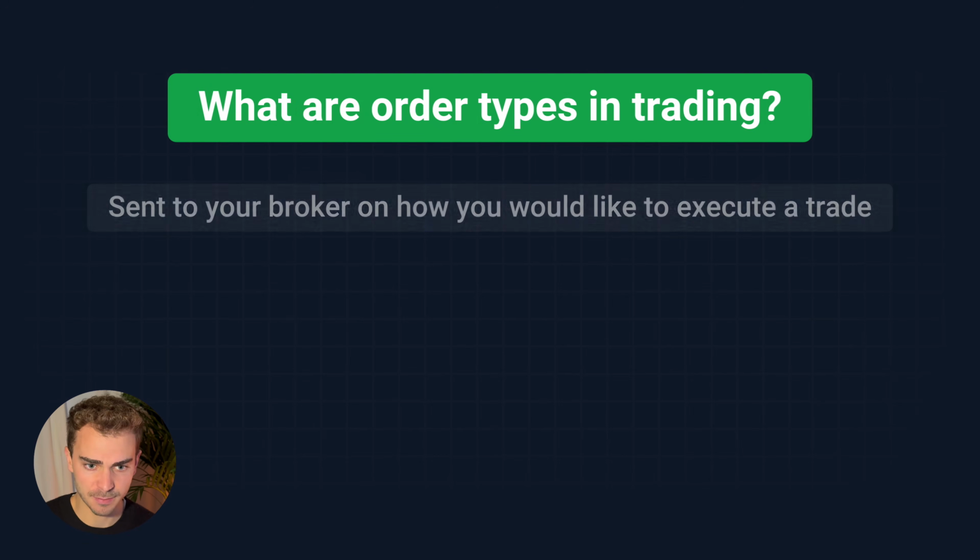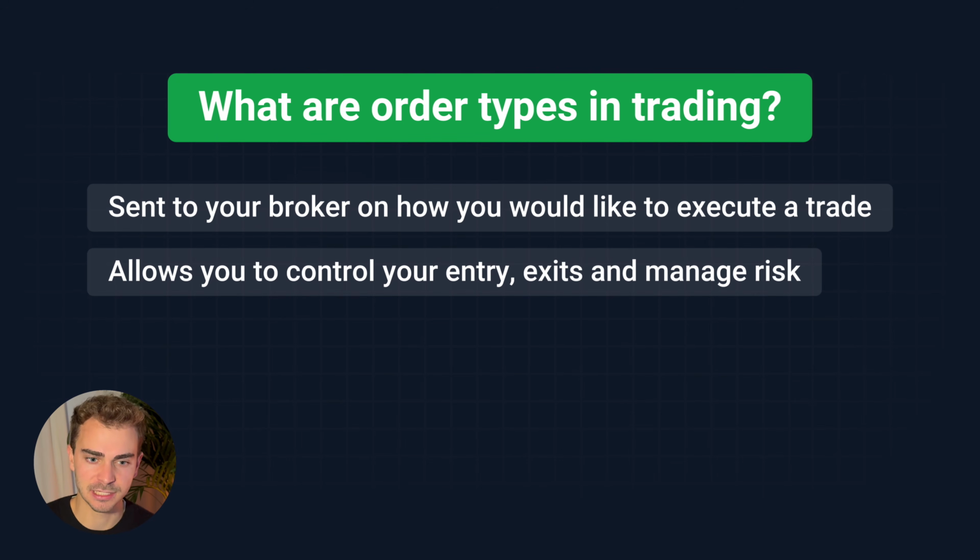So an order type is an instruction given by you as a trader to your broker on how to execute a trade. The purpose is that different order types allow traders to control their entry and exit points, manage risk, which is very important, and execute their strategies efficiently.